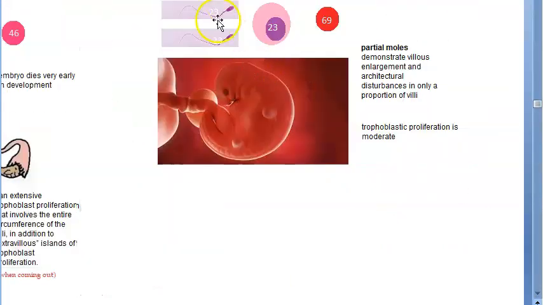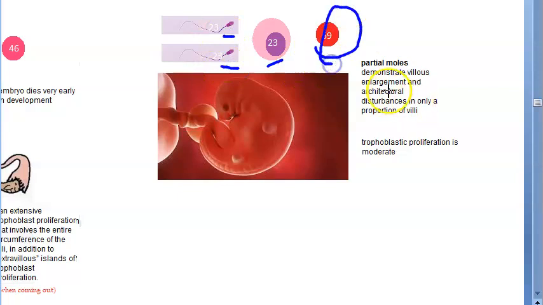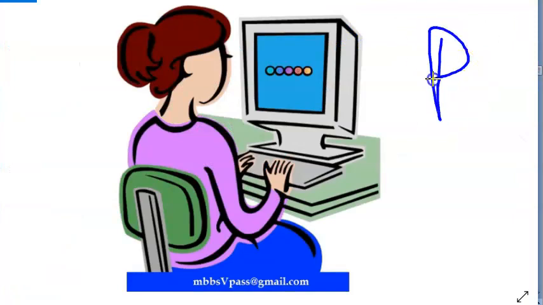Okay. So look at this. This is partial mole, how they are describing. There is the ovum here, 2 sperms, 69, XXX or XXY it can be. So basically, the fetus can be present. So guys, we have looked at partial mole. You understood. Now let us look at complete mole.